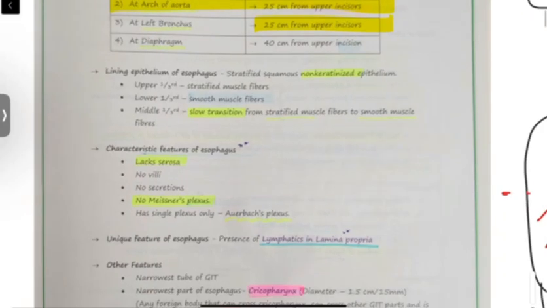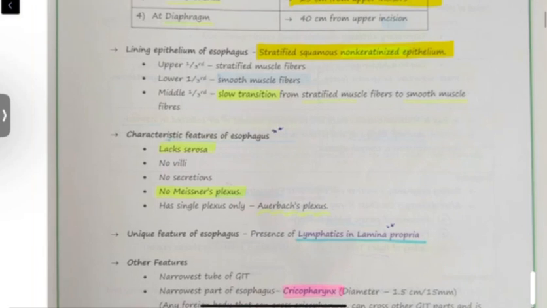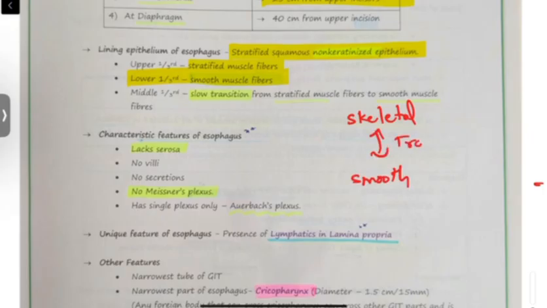Next, what is the lining epithelium of the esophagus? It is a stratified squamous non-keratinized epithelium, just like the oral cavity. Whereas it has muscles which have a transition. The upper one third of the esophagus has striated or skeletal muscle. You can voluntarily control these muscles. Whereas the lower one third is smooth muscle. In between there is a transition from skeletal to smooth muscle. So skeletal is in the upper one third, smooth is in the lower one third, and in between there is a transition. This you can voluntarily control, like swallowing.